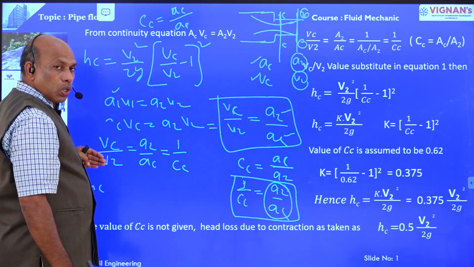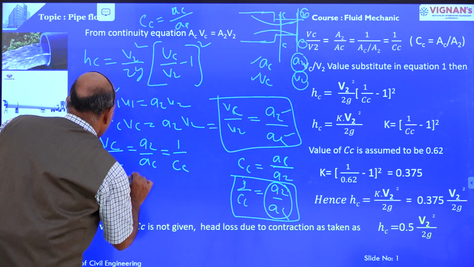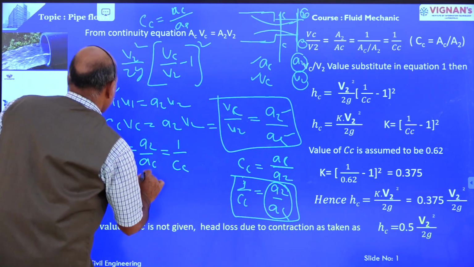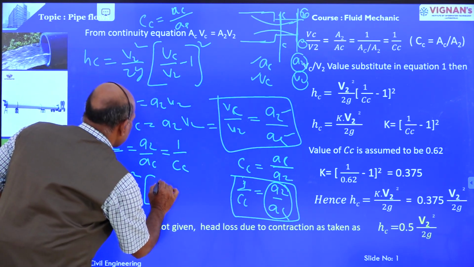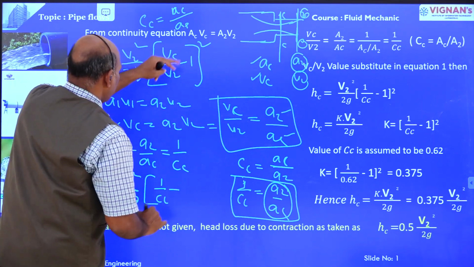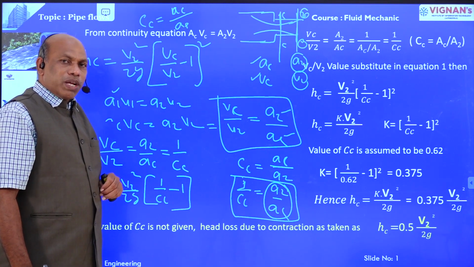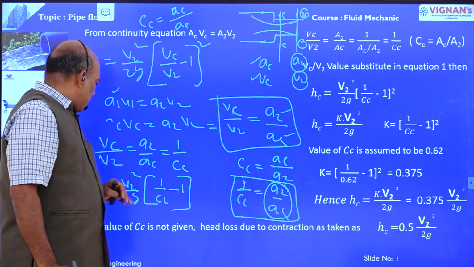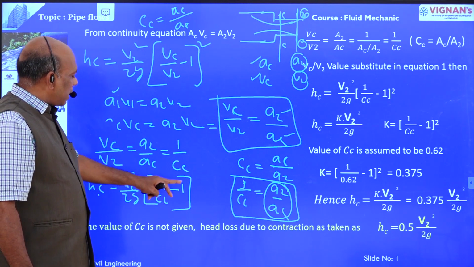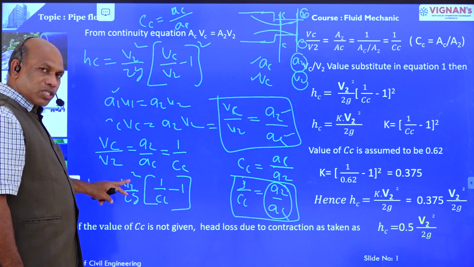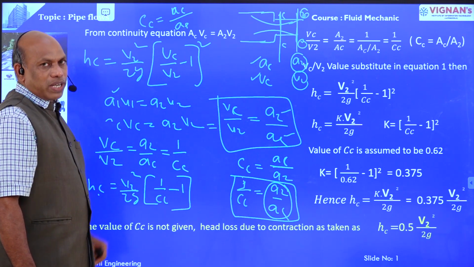Therefore, head loss due to contraction hc is equal to V2 square by 2g, and in place of Vc by V2 we take 1 by Cc, so (1 by Cc minus 1) whole square. This is the formula for the determination of head loss due to contraction: hc is equal to V2 square by 2g (1 by Cc minus 1) whole square. V2 is the velocity at section 2-2, g is the acceleration due to gravity, and Cc is the coefficient of contraction.